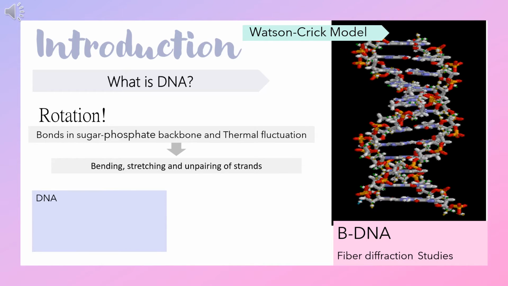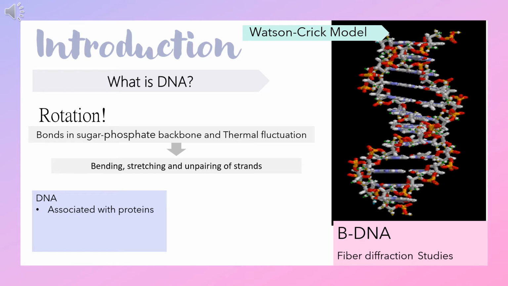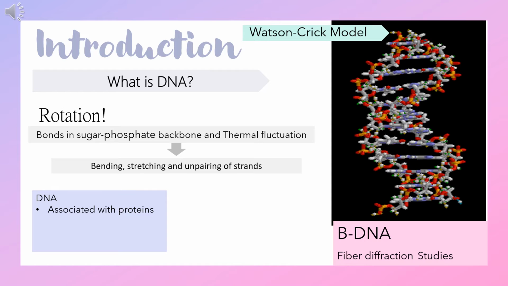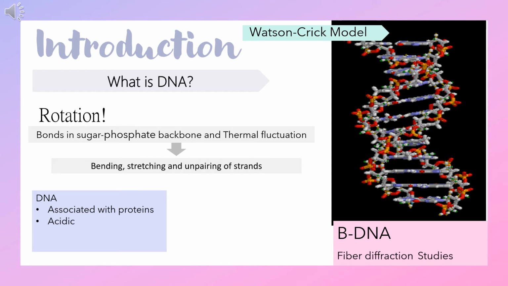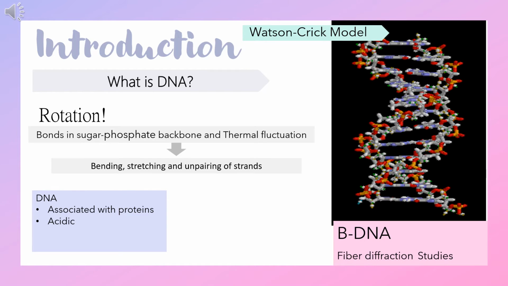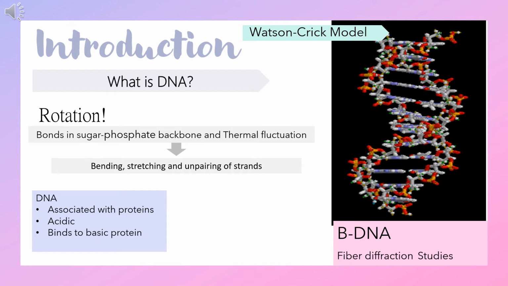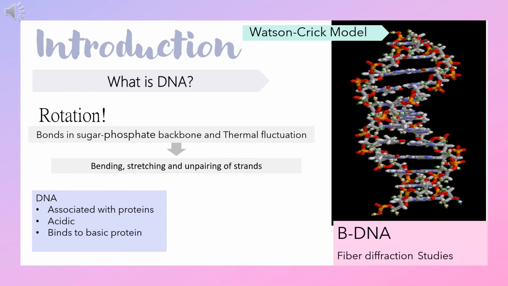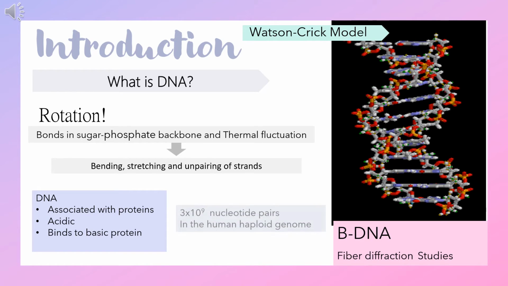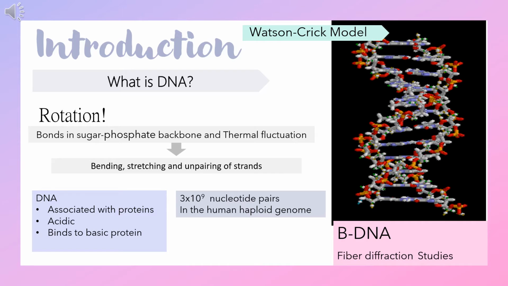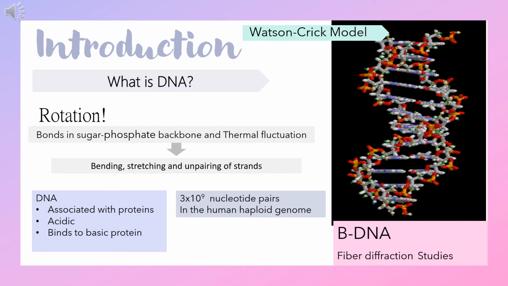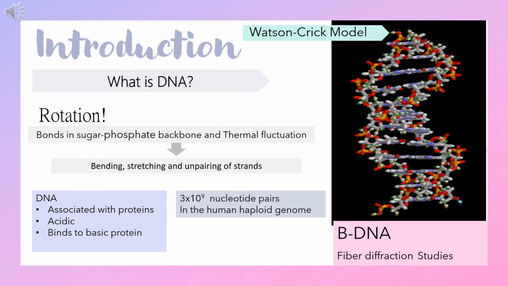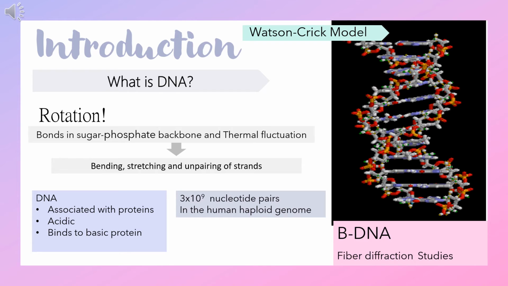DNA is associated with proteins, that is, histone and non-histone proteins, to form the chromatin. DNA as a whole is acidic, which is negatively charged, and it binds to the basic proteins, which are in turn positively charged, called histones. There are 3 into 10 raised to 9 nucleotide pairs in the human haploid genome, representing about 30,000 genes dispersed over 23 chromosomes for a haploid set.